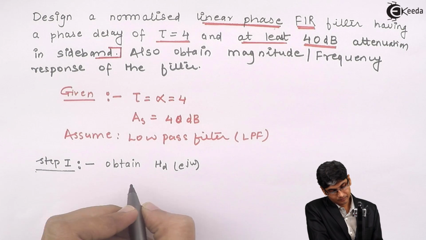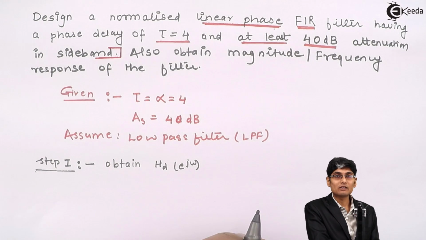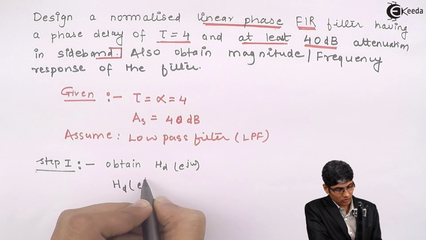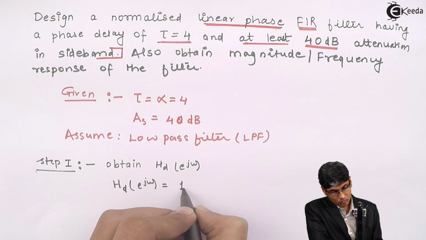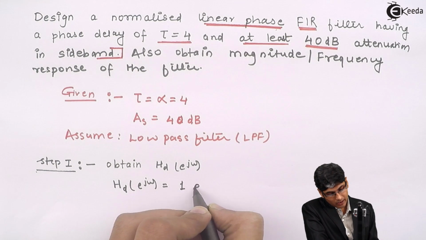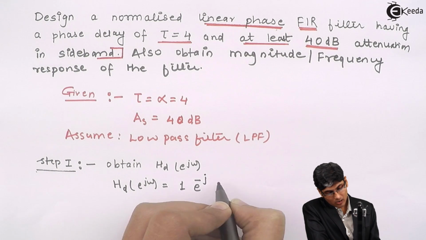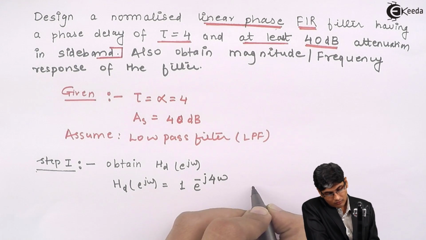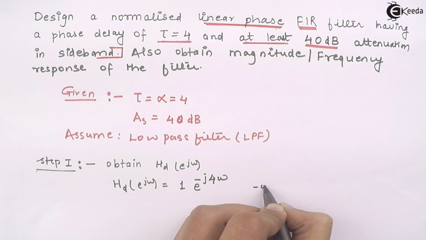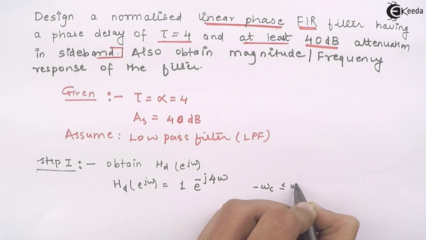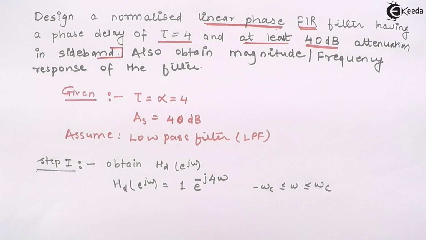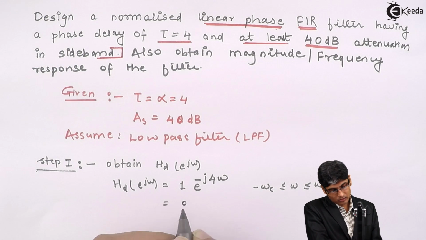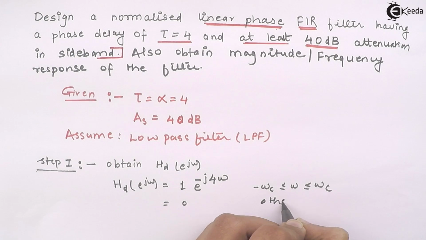Now, as we have considered a low pass filter, we know that HD of e raised to j omega will be equal to 1 times e raised to minus j alpha omega, where alpha over here is 4, for minus omega c less than or equal to omega less than or equal to omega c, that is from negative cutoff frequency to positive cutoff frequency, and is equal to 0 otherwise.